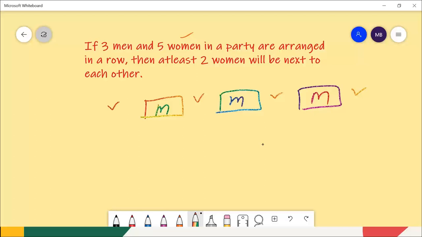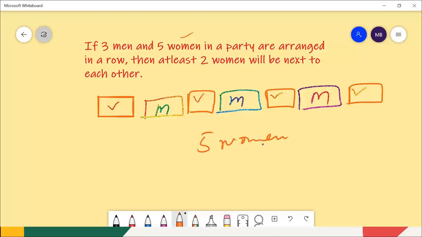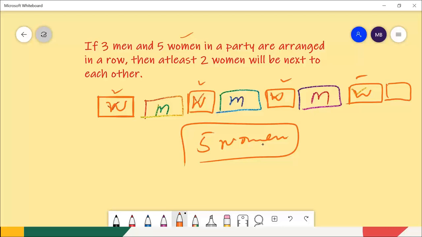So I can consider these gaps as pigeonholes. So there are only four pigeonholes, but we are having five women. Means we are having five pigeons, and we have to put these five pigeons inside these four pigeonholes. Definitely, we can put four women inside these four pigeonholes, and one woman will definitely be next to some other woman. So this way, the pigeonhole principle states that we have at least two women next to each other.